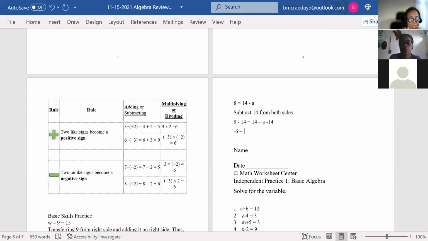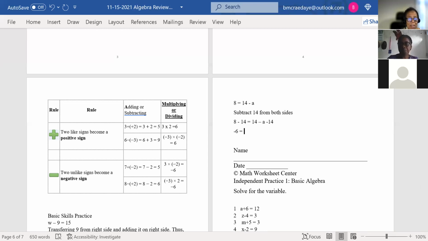14 minus 8 minus 14. A plus 14 and a minus 14 give you what, Maureen? Plus 14 and a minus 14 give you 0. Remember, a plus and minus of the same variable or number in combination gives you 0.